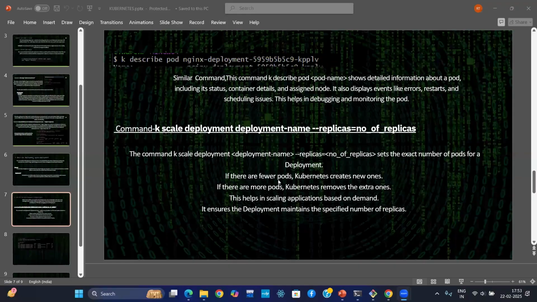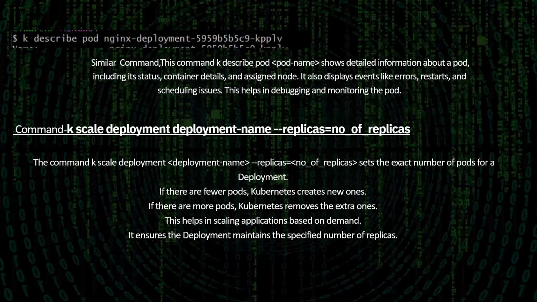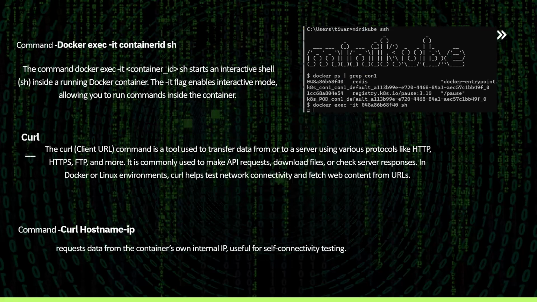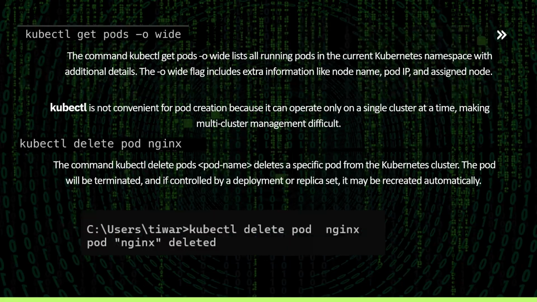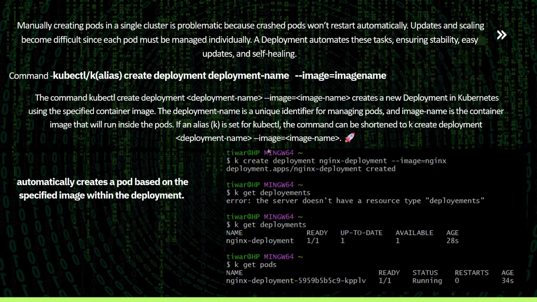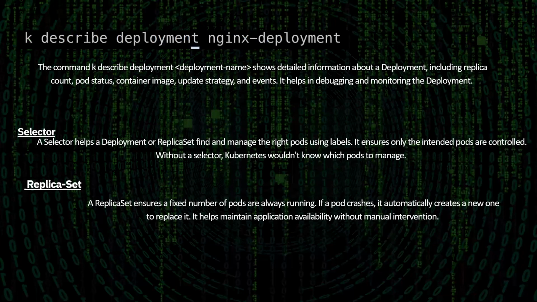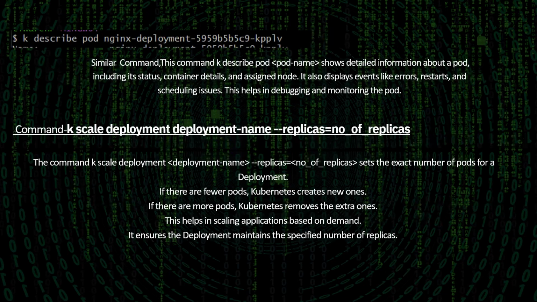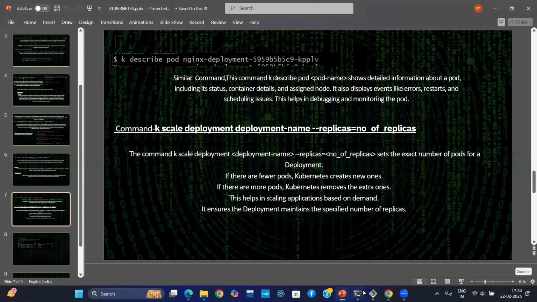So I explained how to describe a particular pod and how to describe a particular deployment. I explained all the commands which are required. These are the following commands: we start with docker exec, curl, and get pods, how to delete a pod, how to alias it, why a deployment is created, and how a deployment is created based on a particular image. What is a replica set? What is a selector? And now it is time to use the purpose of deployment.